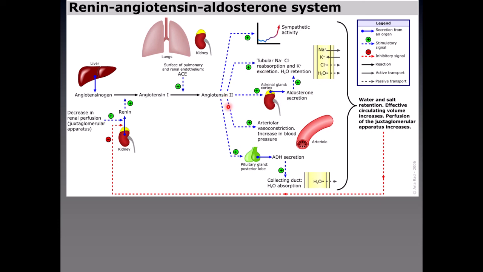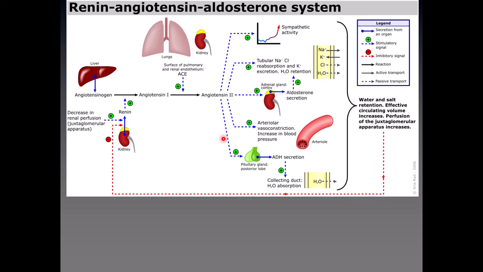Another function of angiotensin 2 is that, as we said, it is a potent vasoconstrictor. It acts not only on the venular side but also on the arterial side. Arteriolar vasoconstriction increases the blood pressure. Arterial vasoconstriction increases the blood pressure. So angiotensin 2 constricts the blood vessels, and the result is an increase in blood pressure.